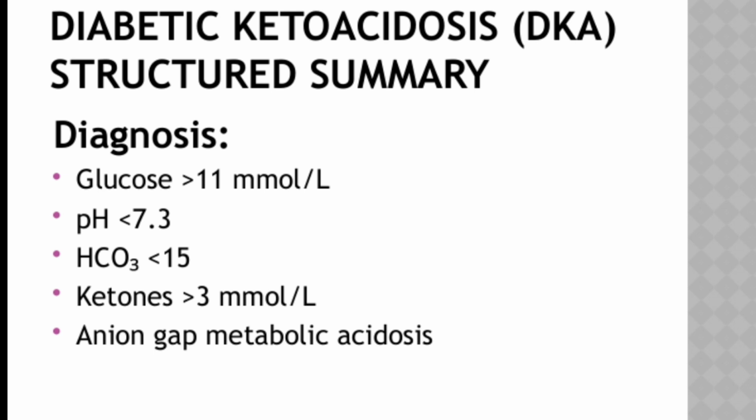All these features together form the structured summary of diabetic ketoacidosis, or DKA. Recognizing these key points is crucial because they help us confirm the diagnosis quickly and accurately, guiding us toward urgent management. Remember, the hallmark here is the combination of hyperglycemia, acidosis, and ketonemia, which sets DKA apart from other diabetic emergencies.